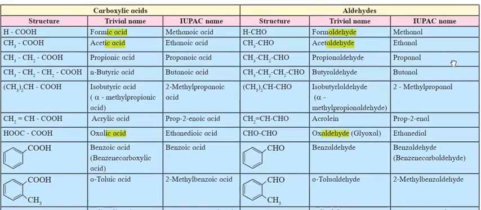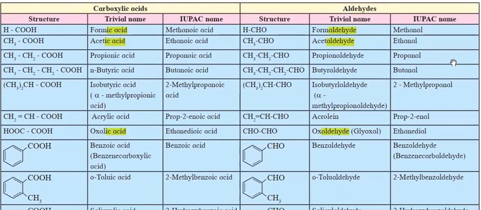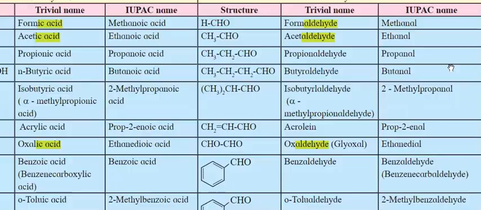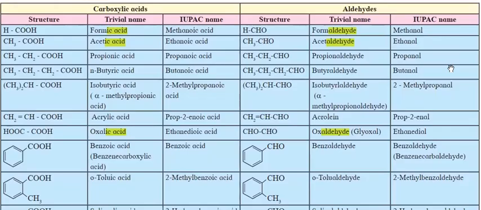Okay, aldehydes and carboxylic acids. See the IUPAC names. Methanoic acid: see methane. Instead of the E in methane, we use oic acid. Similarly, for aldehydes, instead of E we use al. Al for aldehyde.